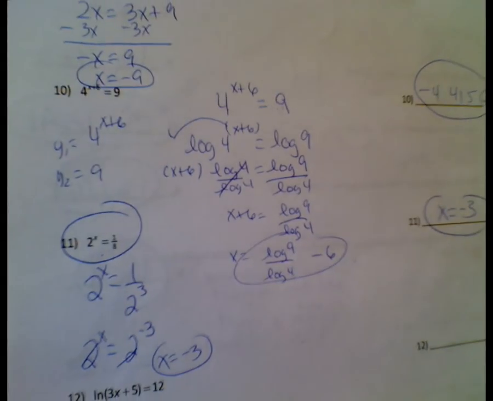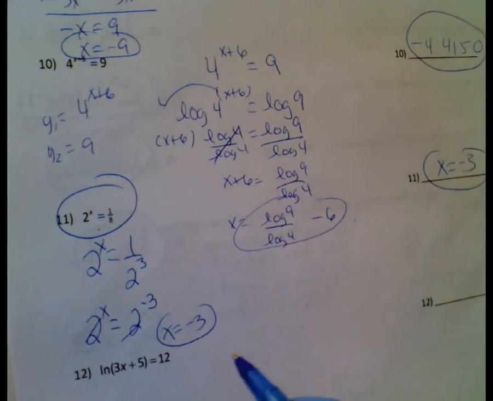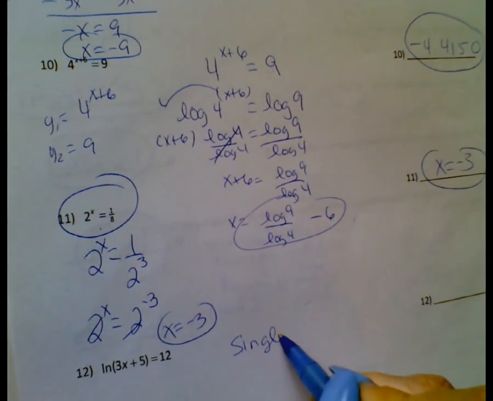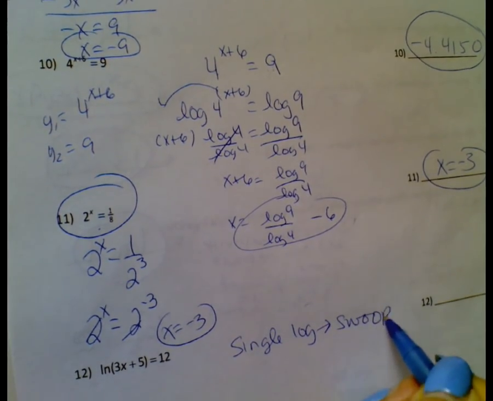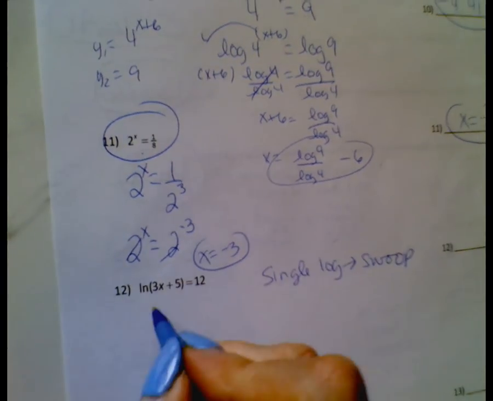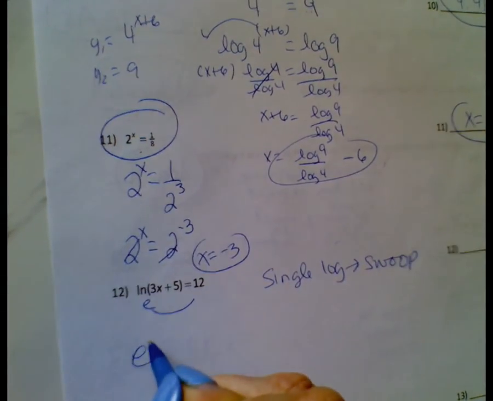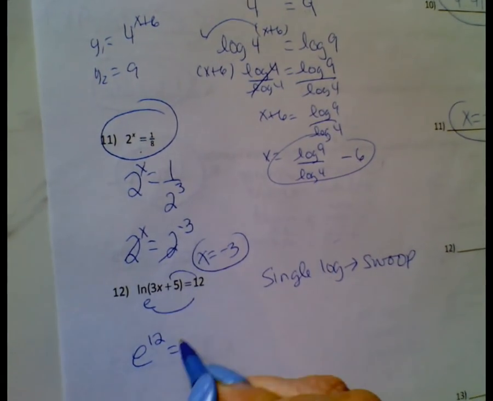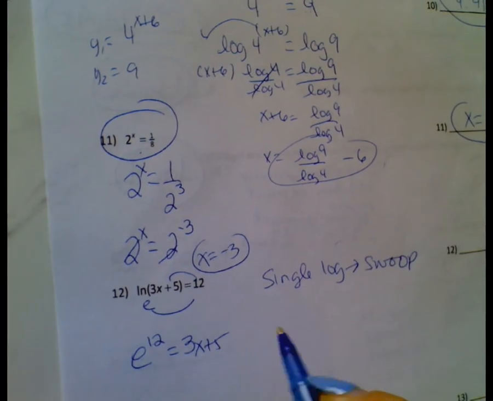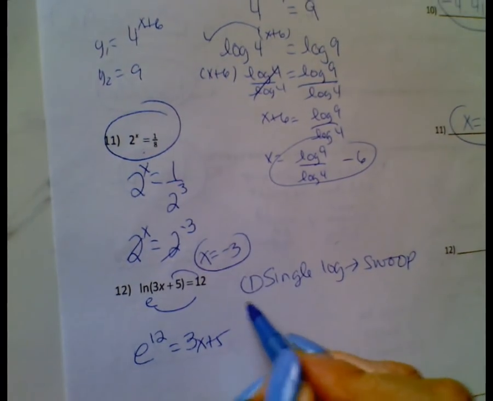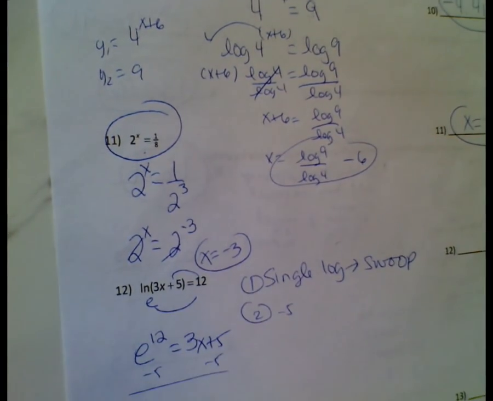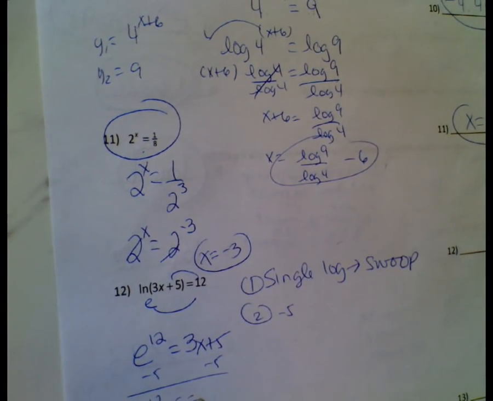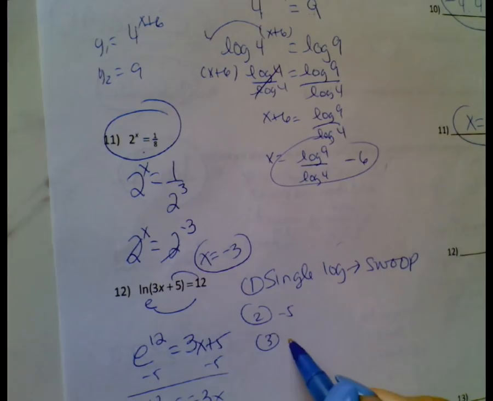Okay, so we're back to solving with some logarithms in it. This is a single log. Write yourself some notes. Single log swoop. So the base is e. So it's e to the 12th equals 3x plus 5. So solving for x, we're going to subtract 5. So it's e to the 12th minus 5 equals 3x. Third step is divide by 3.